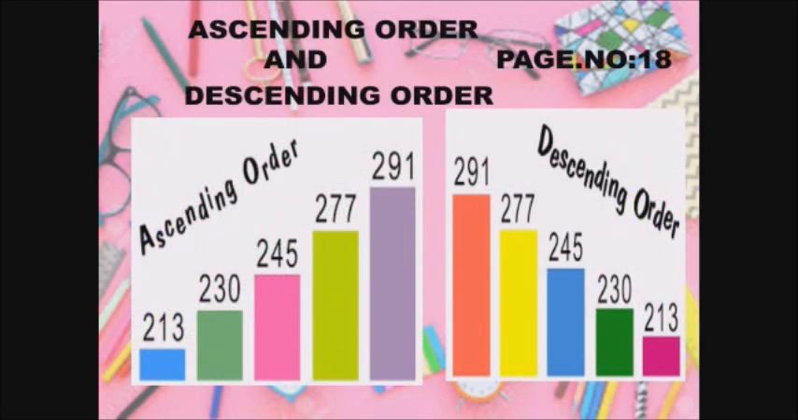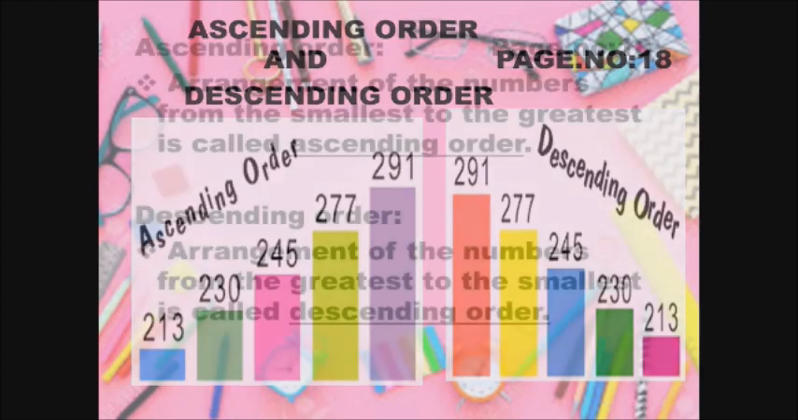Next we move on to ascending order and descending order on page number 18. See the picture here, the arrangements are given. Ascending order is smaller number to the larger number, and descending order is just the opposite of ascending order, that is largest number to the smallest number. By seeing this picture, you come to know what is meant by ascending order and descending order.